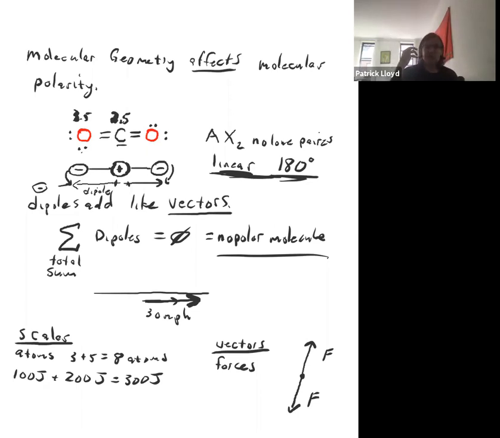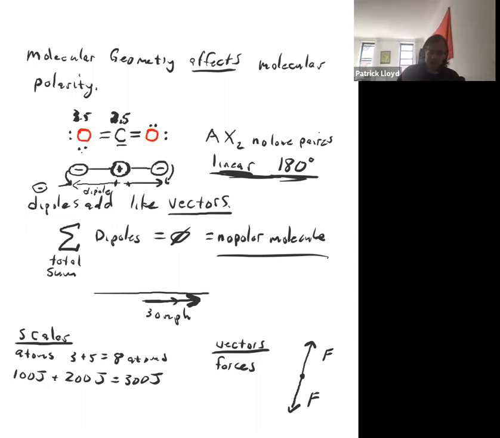So now we have a method for evaluating molecular polarity. Essentially what we do is we look and see, are the bonds polar? If the bonds are nonpolar, the molecule is nonpolar. Okay, you can't have a polar molecule with nonpolar bonds. But if they are polar bonds, now we have to look at the shape of the molecule and evaluate how these dipoles add up. And that's just a geometric issue. If they're in opposite directions, they cancel. If they're in the same direction, they don't cancel, and the molecule is polar.